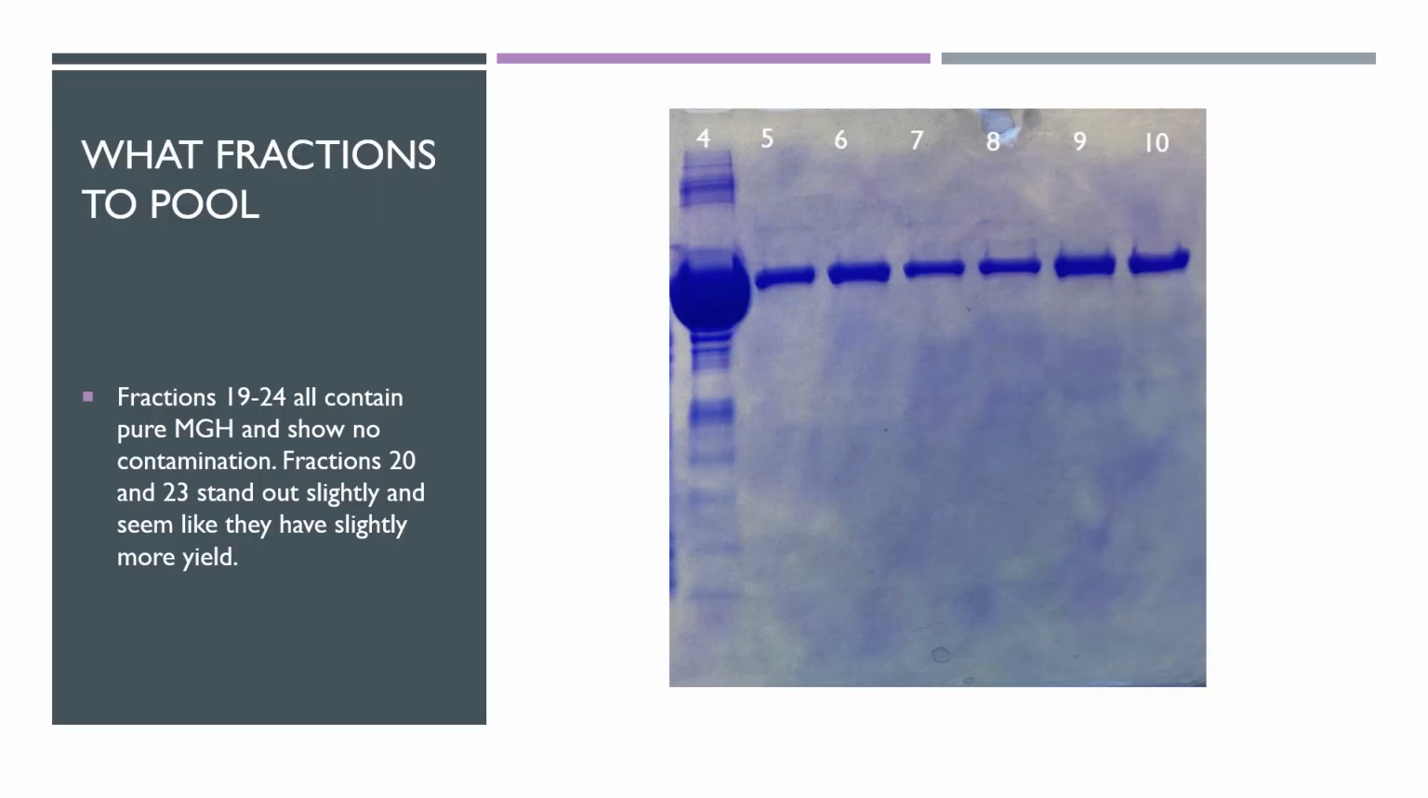So all the fractions that were recommended to look over look good, and contain MGH with no contaminants and are high in yield. And I would take specifically fractions 20 and 23 because they seem slightly higher in yield. I mean, they all look good, but 20 and 23 stand out slightly more to me.